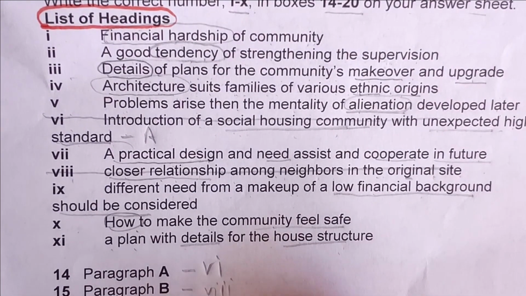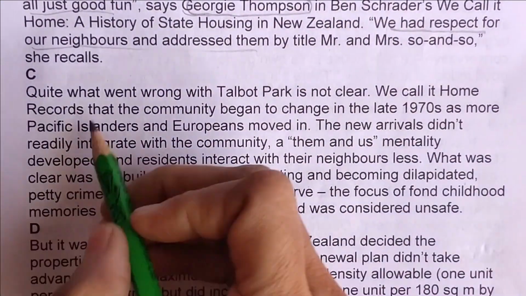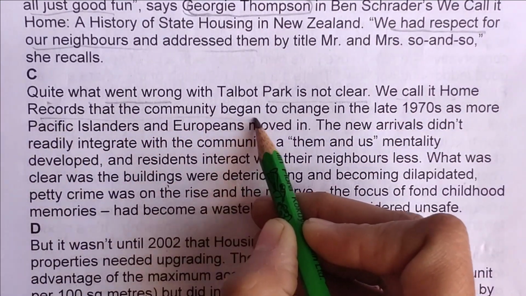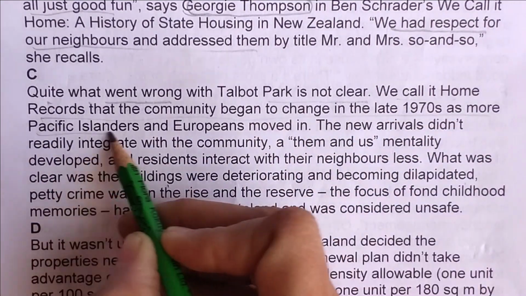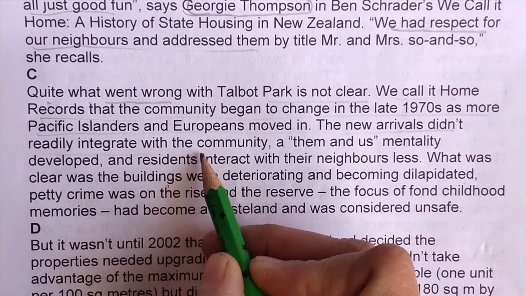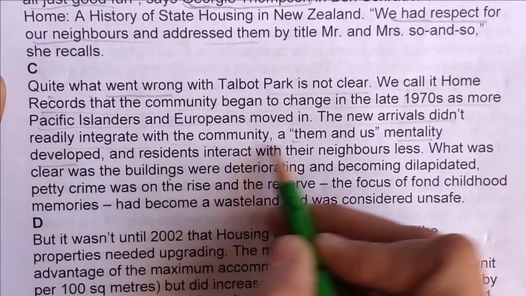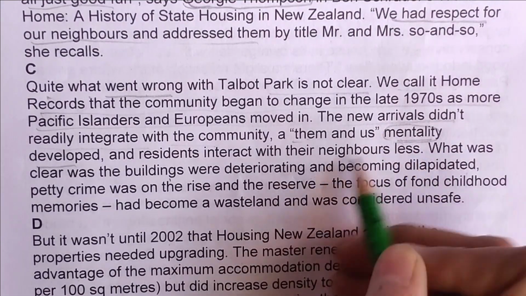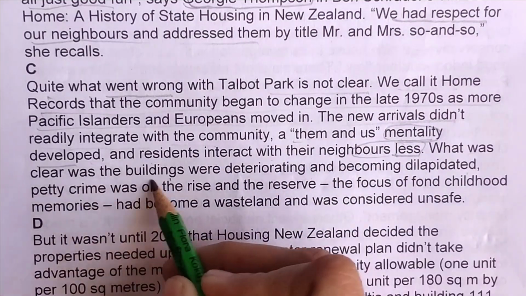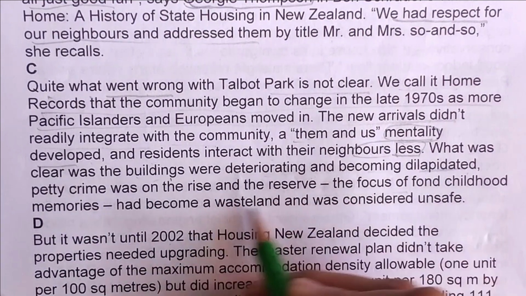Okay, now let's move on to the C paragraph. Now this is my C paragraph. You can see quite what went wrong. Okay, Talbot is not clear. We call it home. Records that community began to change in the late 1970s as more Pacific. The new arrivals didn't readily integrate with the community. Okay, a them and us mentality developed, and mentality word was also there in the list of headings. Developed residents interact with other neighbors less. So what was clear was the buildings were deteriorating and becoming pretty. Crime was on the rise, the focus wasteland.